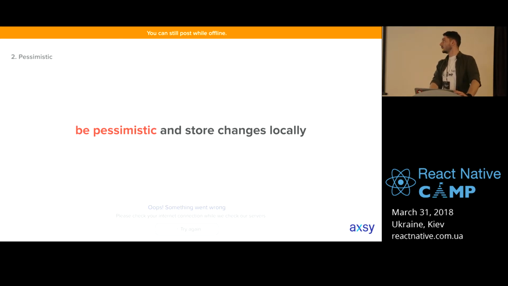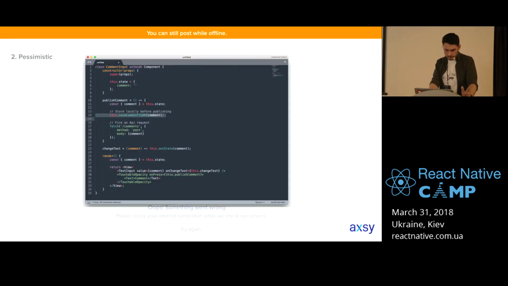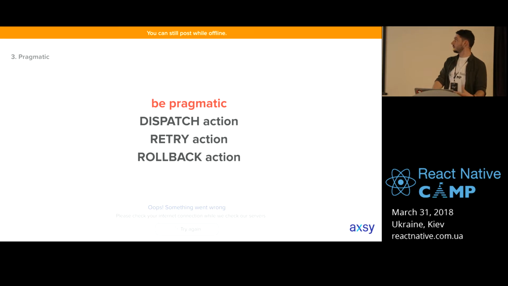The second approach is being pessimistic. All these approaches need to be combined, so you need to be pessimistic and always store changes locally if you can. And for storing local changes, we will have a function. For example, we've downloaded something from the server, or we're trying to publish a comment. We're storing it locally first, and then we will fire the action that will try to upload it to the server. And you need to be pragmatic.